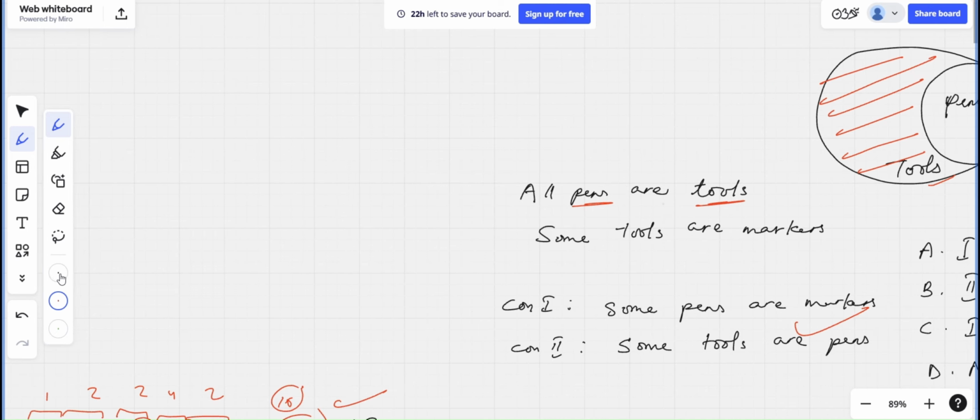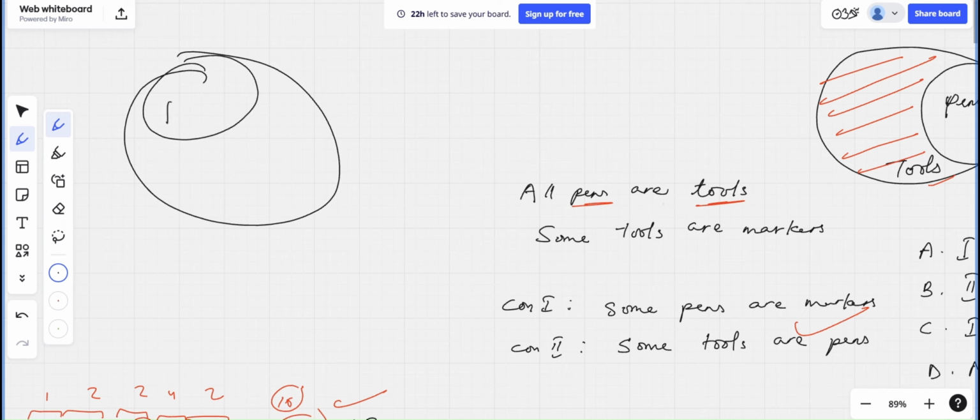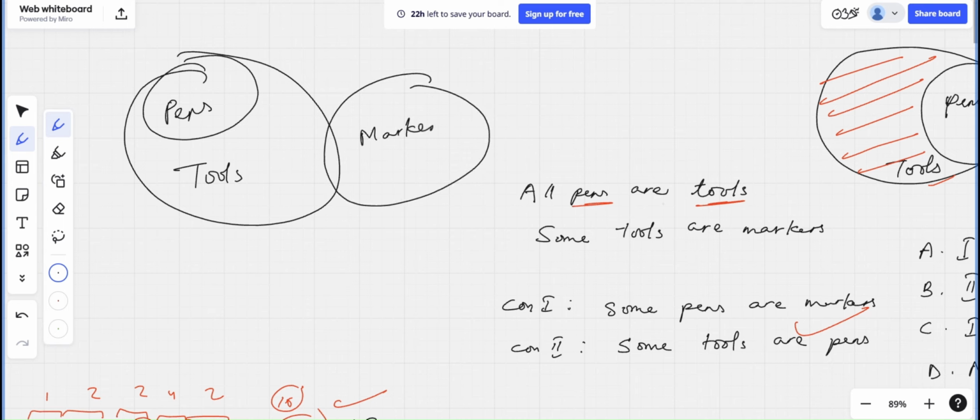The correct figure will be like this. Pens will be here, tools will be here, and markers will be here. Since the question doesn't specifically mention that pens and markers are joining together, that they touch, it doesn't say that some pens are markers or some markers are pens. It doesn't mention it, so there is a 50-50 chance, so you won't take that bet.